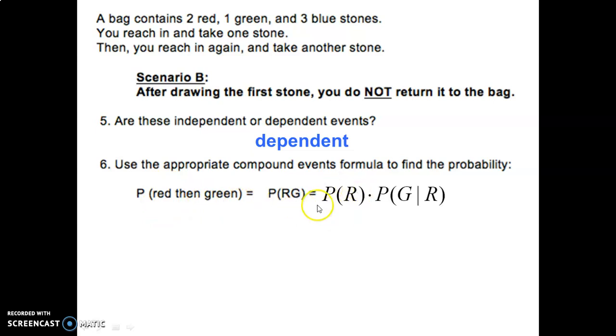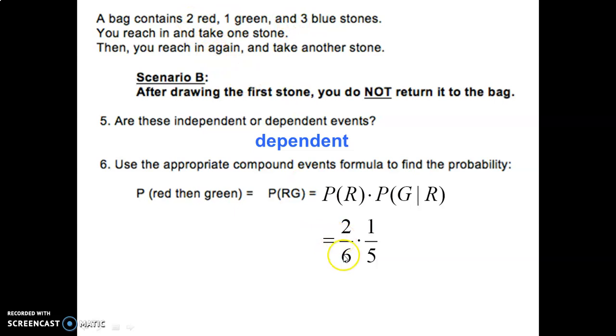Well, here we go. This time we're using the dependence formula. So we have probability of red and then probability of green given that red has occurred. Maybe you didn't know how to use this symbol yet, but let's look at red. The probability of red is 2 out of 6 stones.